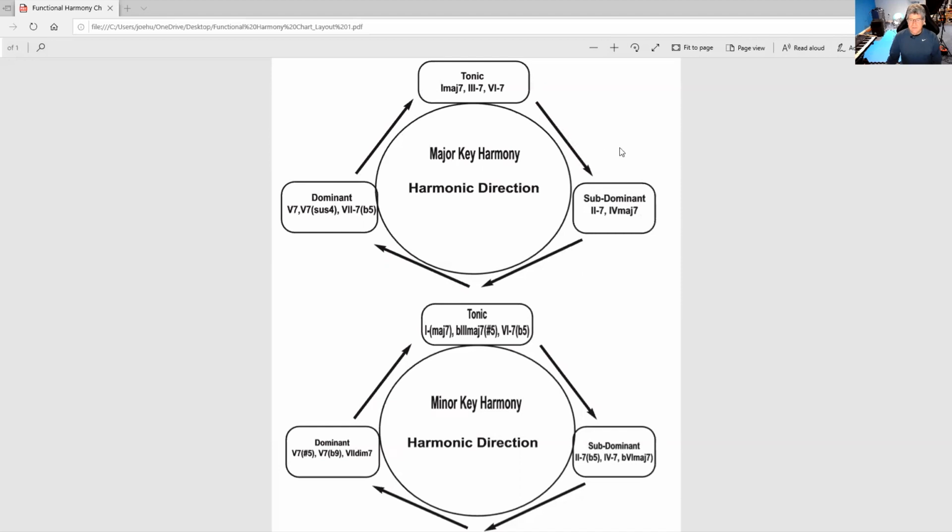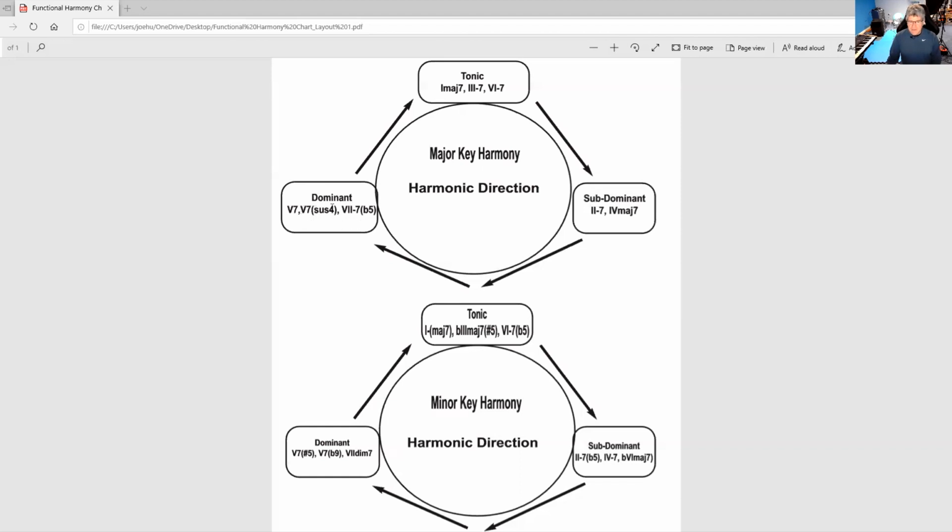Note that the substitution here for the subdominant is the 4 major 7, and then that moves here, and the substitution for the dominant is going to be this 7 minor 7 flat 5. This, however, is not really that common of a substitution. You don't really see a 7 minor 7 flat 5 chord functioning harmonically, but melodically we use that all the time.